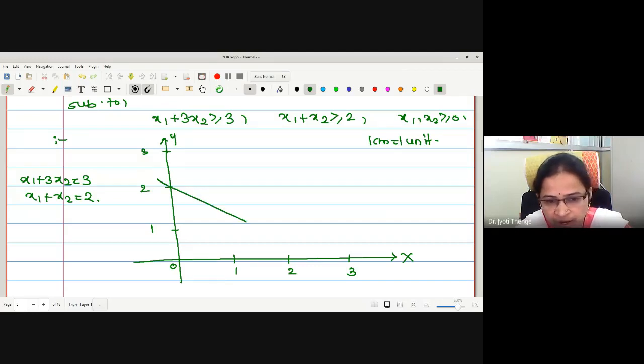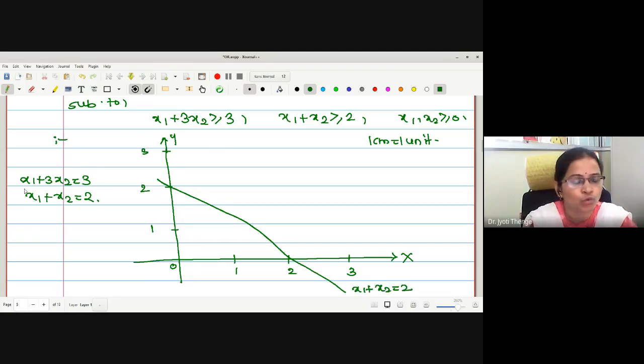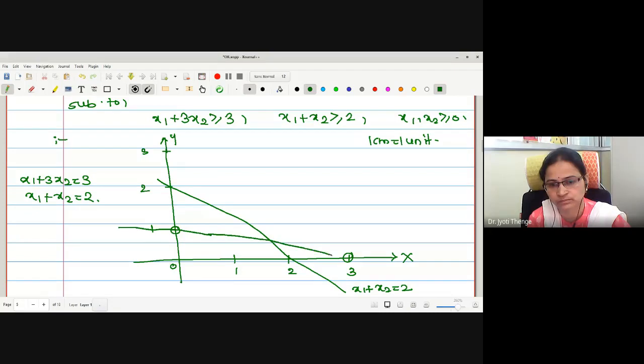For the first line, if I put x1 equal to 0, x2 will be 1. If I put x2 equal to 0, x1 will be 3. This is the straight line I want to draw. Though I am saying these are straight lines, on the graph it does not look like a straight line, so you have to just bear with me. So these are the two lines we have drawn.